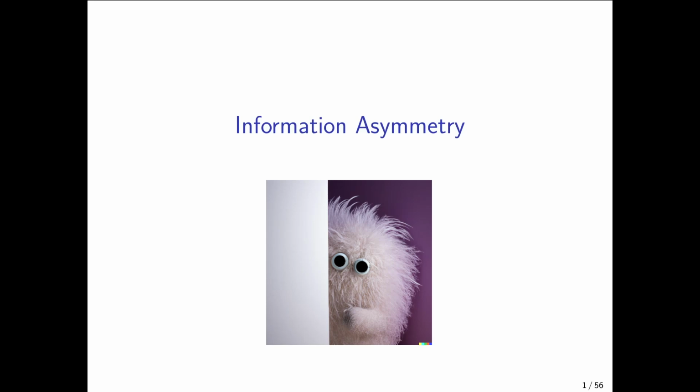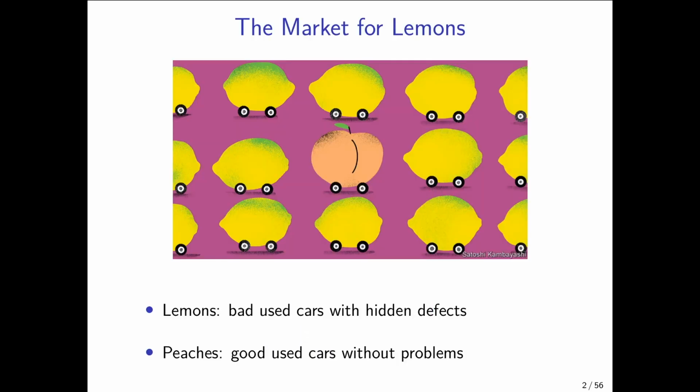Today we're going to talk about information asymmetry. What is information asymmetry? Here's one famous example, which is known as the market for lemons. Here we're not talking about the fruit market. Instead, we're talking about the used car market. And lemons here refers to used cars with hidden defects.